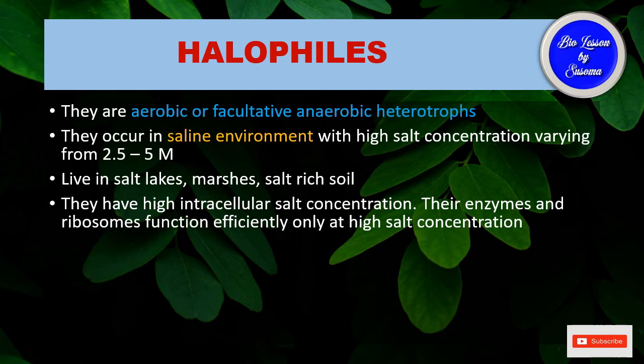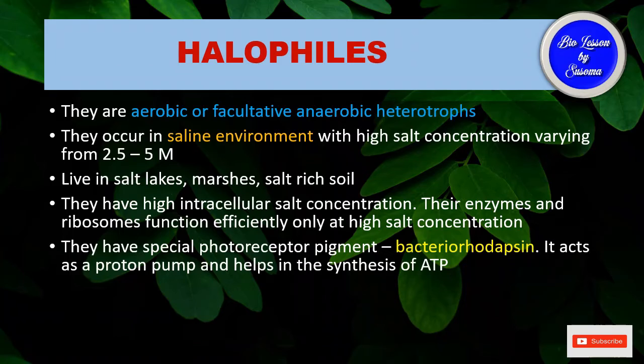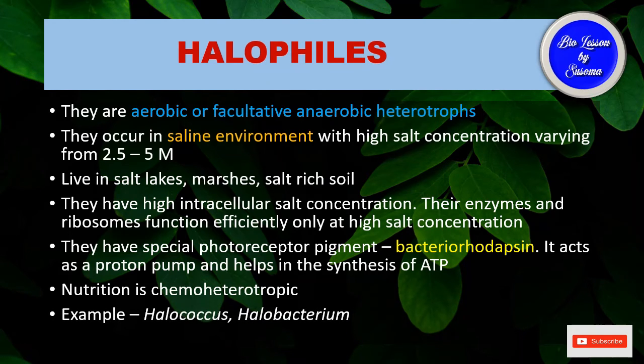They have high intracellular salt concentration. Their enzymes and ribosomes function efficiently only at high salt concentration. They have special photoreceptor pigments called bacteriorhodopsin. It acts as a proton pump and helps in the synthesis of ATP. Nutrition is chemoheterotrophic. Examples of halophiles are Halococcus and Halobacterium.